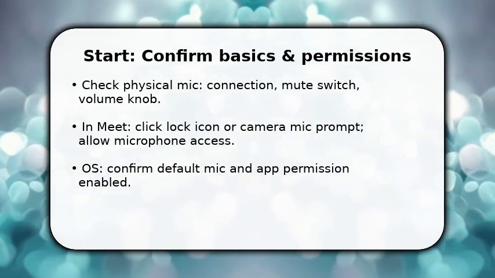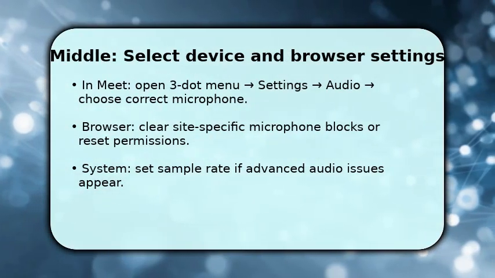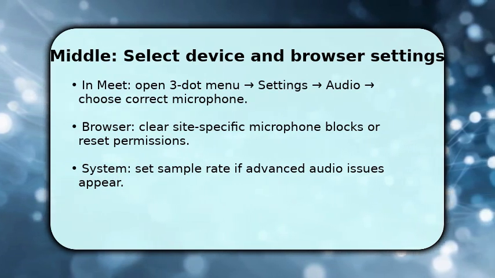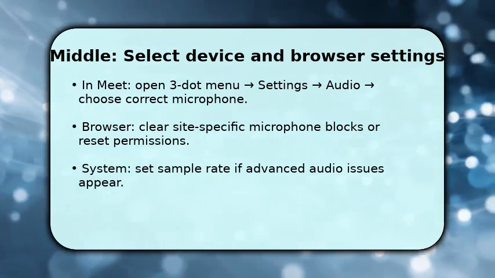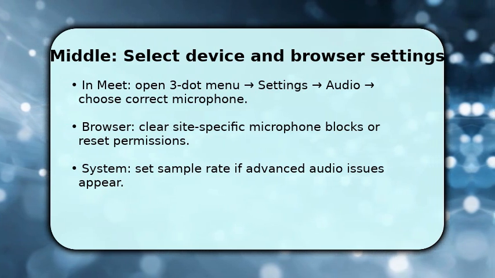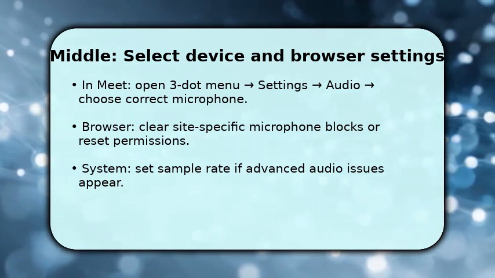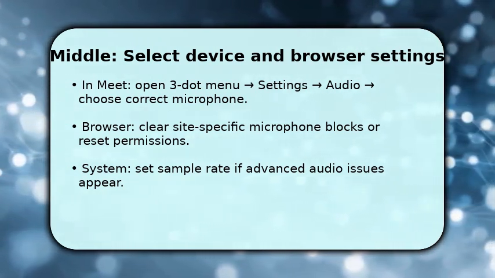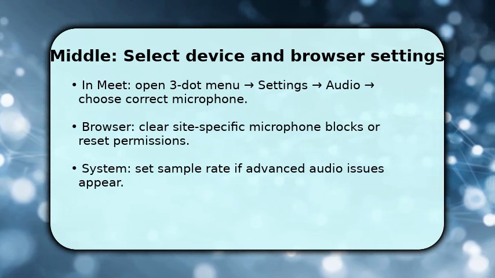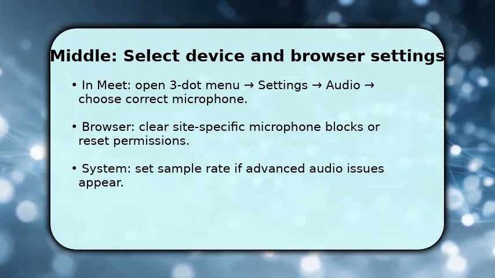Now focus on app and browser choices. In Google Meet, open the three-dot menu, pick Settings, then Audio, and explicitly select the microphone you want. If Meet still shows blocked, go to your browser site settings and clear any microphone blocks or reset permissions for Meet.Google.com, then reload the page.